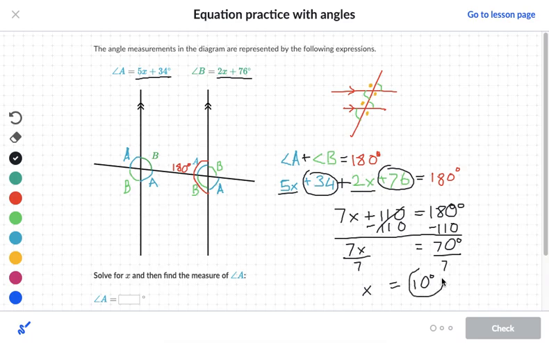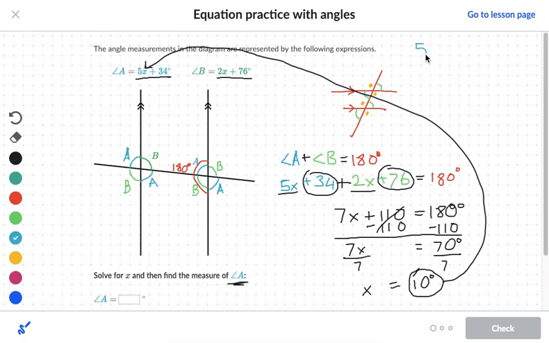That only tells us that x is equal to 10 degrees. So we still have to plug it into the angle that we're being asked to solve. We're being asked to solve angle A, so let's plug this 10 degrees into the x right here in the first equation. I'll work it in blue, so we've got 5 times 10 plus 34 is the measurement of angle A.